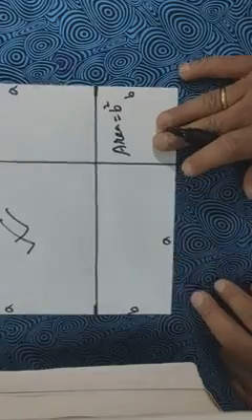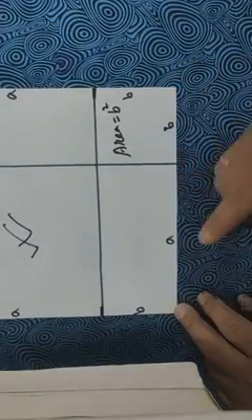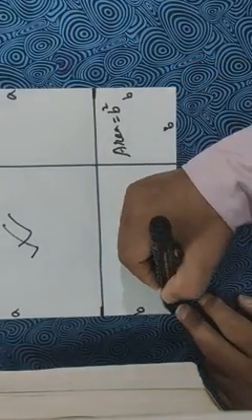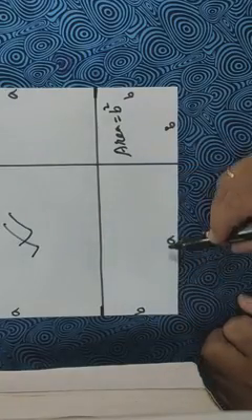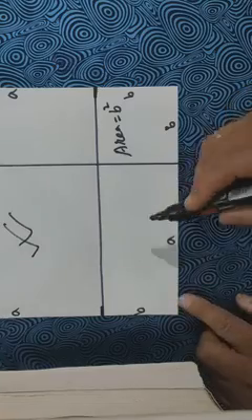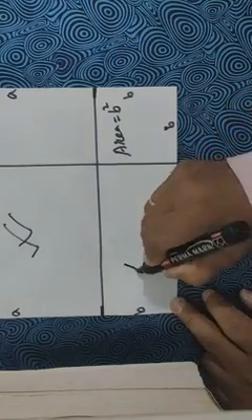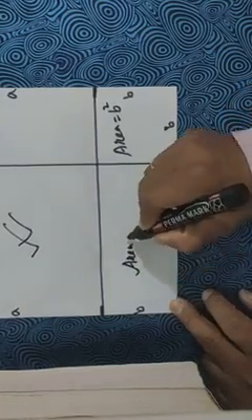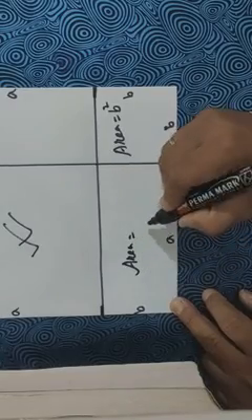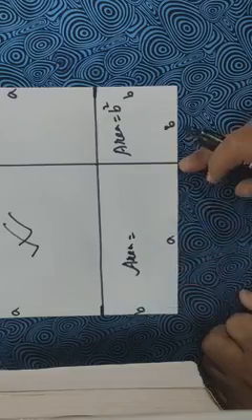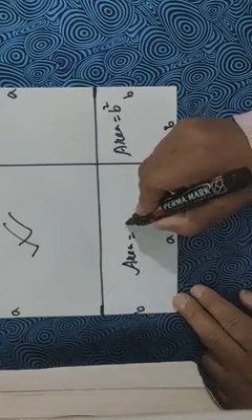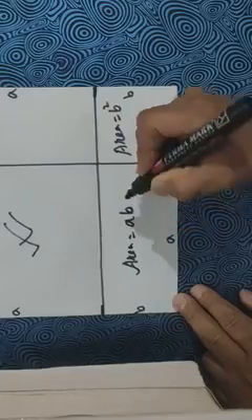Clear? For this rectangle, what is the breadth of the rectangle? That is B. And what is the length of the rectangle? It is A. So what is the area of the rectangle? All of you know that it is length into breadth. What is length? A. What is breadth? B. So length into breadth is A into B.